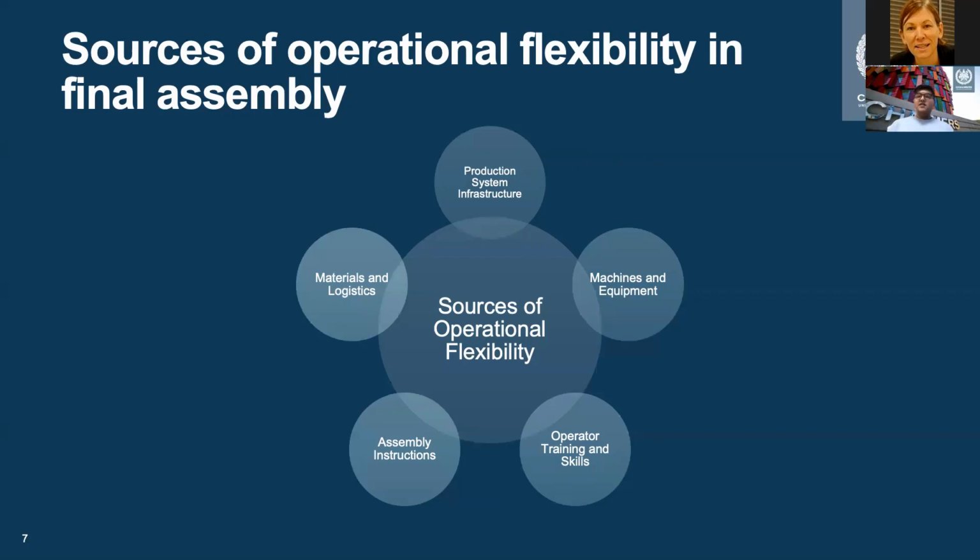Assembly instructions, what I mean by that is what kind of instructions are provided to the operators, and how they are provided to the operators. And materials and logistics is how quickly and in the correct manner a system can deliver a given set of material to the correct workstation as fast as possible. So all these different areas play a huge role in achieving operational flexibility, and that's why I've identified them as the key sources of operational flexibility in final assembly.